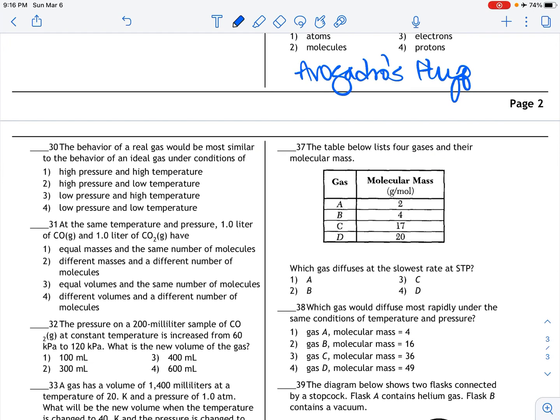All right, number 30. The behavior of a real gas would be most similar to an ideal gas under conditions of the beach. When do you want to go to the beach? High temperature and low pressure. So high temperature, low pressure is choice 3.